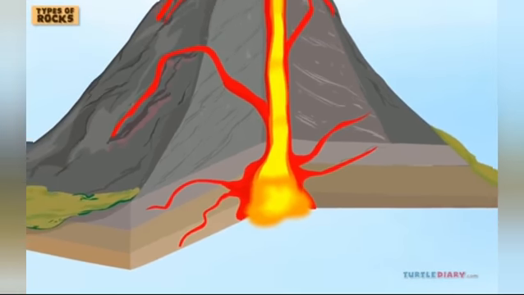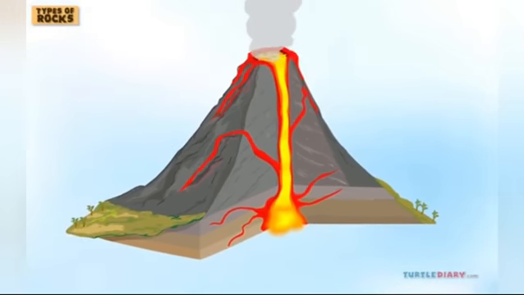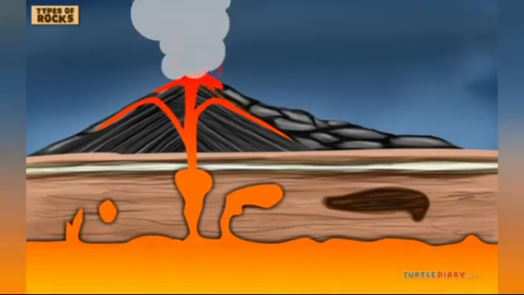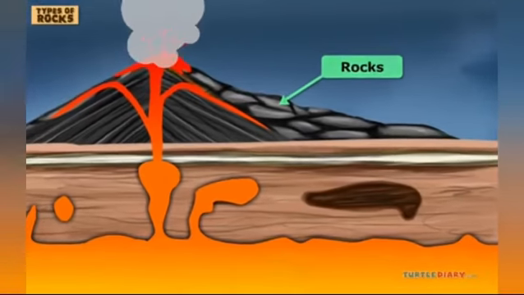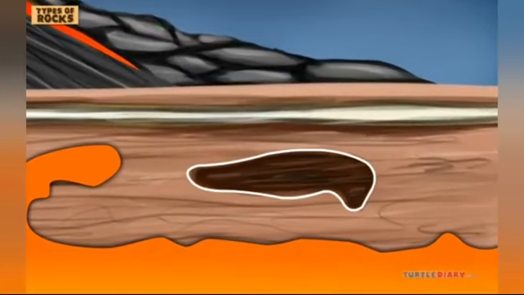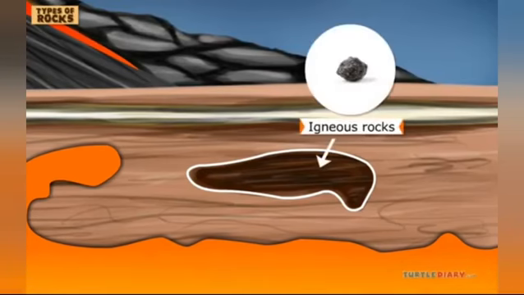Magma comes up to the surface from volcanoes. It forms rocks above the surface. Magma can also cool under the surface. It makes rocks under the ground. The rocks that are formed from magma are called igneous rocks.